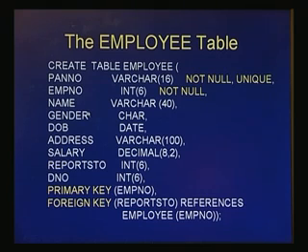non-null. And an employee is given a name, gender, date of birth, address, salary, and reports to, which is a foreign key. That is, reports to contains another employee number, which refers to the manager to which this particular employee reports. If reports to is null, then it means that this employee is the head of the company, that is, he does not report to any other employee.